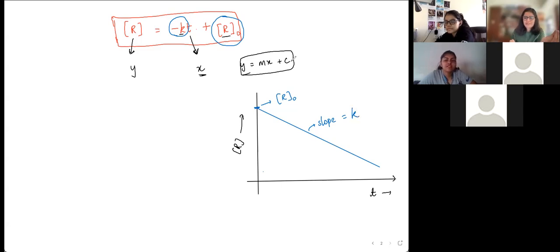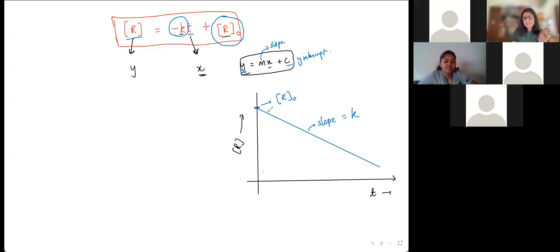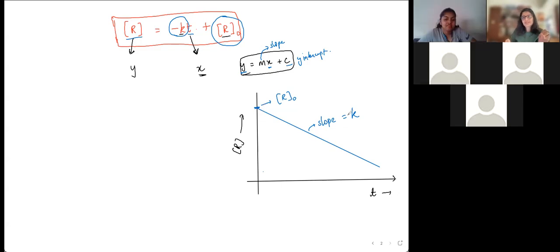So in y equal to mx plus c, x and y are variables, m is the slope and c is the y-intercept. The same thing applies here. Time is a variable, so the coefficient of time is m. The minus represents that it is downward facing, but the magnitude of it will be equal to the rate constant k.